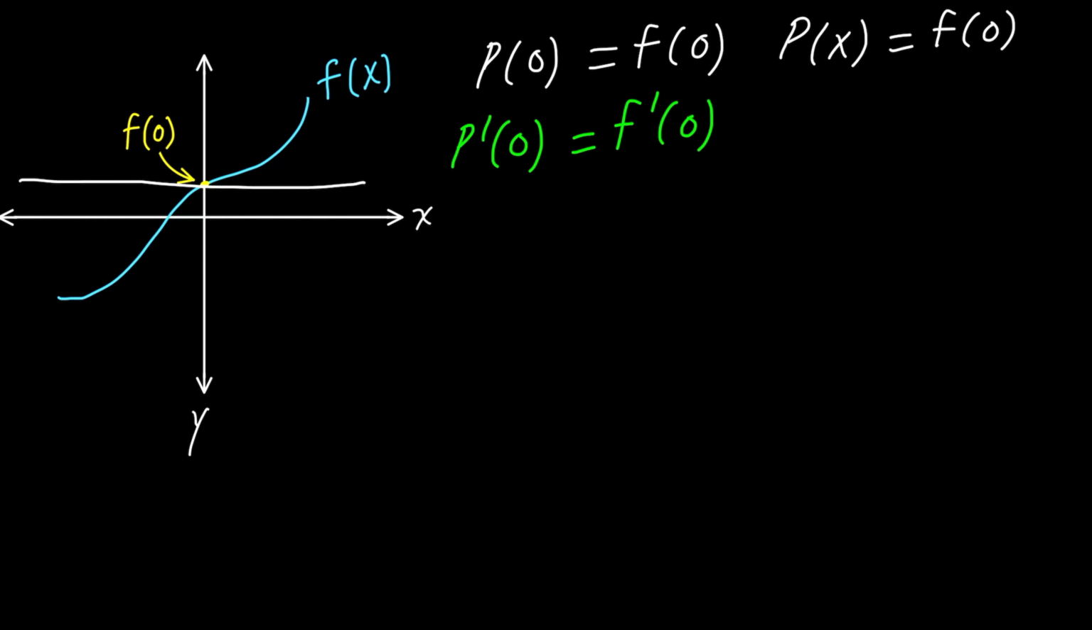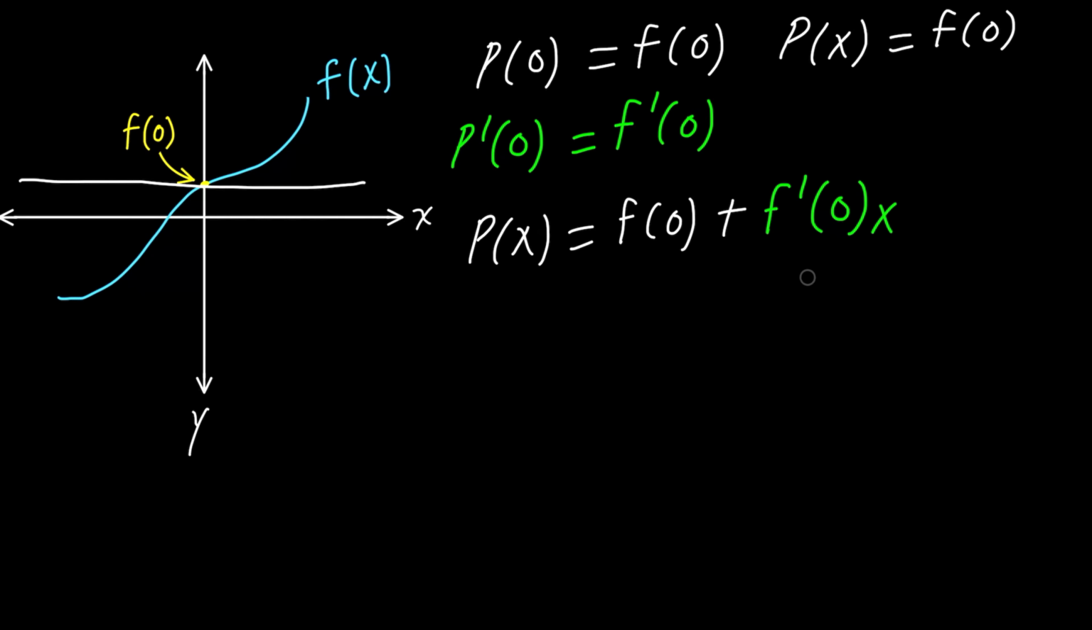So what we're going to have is p of x equals f of 0 plus f prime of 0 times x. So right here, f prime of 0 times x is just the slope times how far we've moved from 0. What's cool about this new polynomial is that it not only equals our function at x equals 0, but it also has the same first derivative, meaning that our polynomial and our actual function will have the same slope at x equals 0. So this is going to look something like this. Something like that, a tangent line.